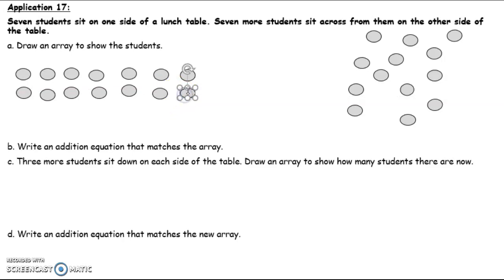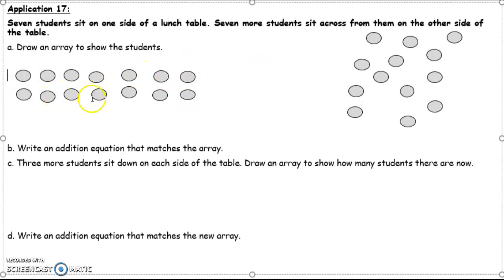Okay, so we have 7 students on one side of the table. We have 7 students in front of them. This is the array. 7 on the first row, 7 on the second row. Now, pause this video and write an addition equation that matches the array.